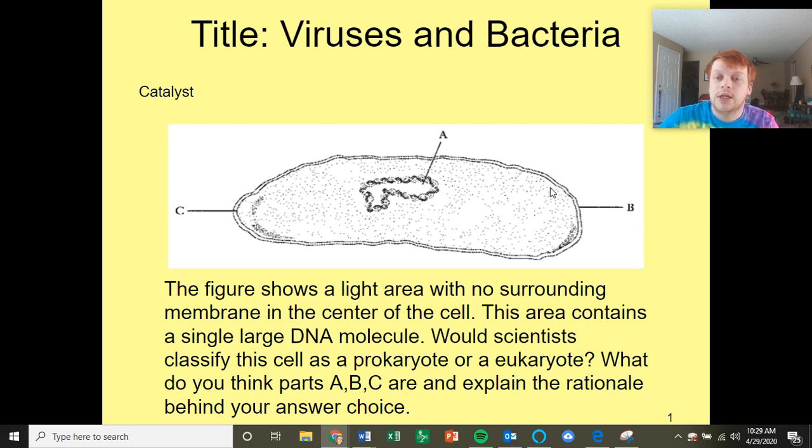And then we have parts B and C. B is on the outside, C is on the inside. So if we're talking about the protective coverings on a cell, then C is going to be the cell membrane, while B is the cell wall.